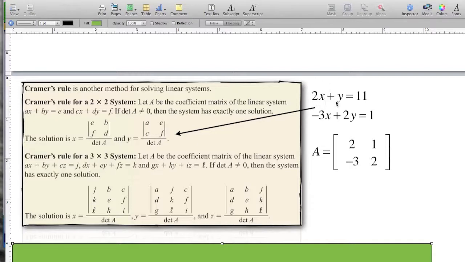It's just the coefficients of the x's and y's. So you have 2, 1, 2, 1 here, -3 and 2. Place those in positions just like this.